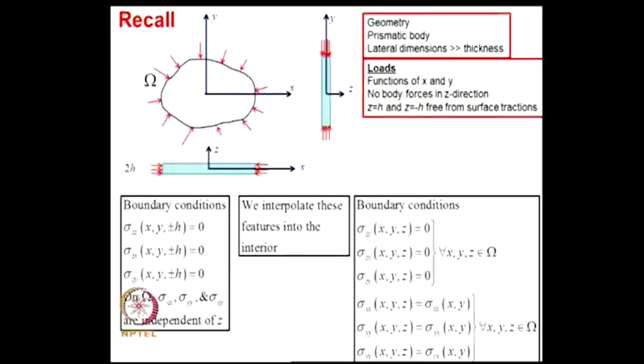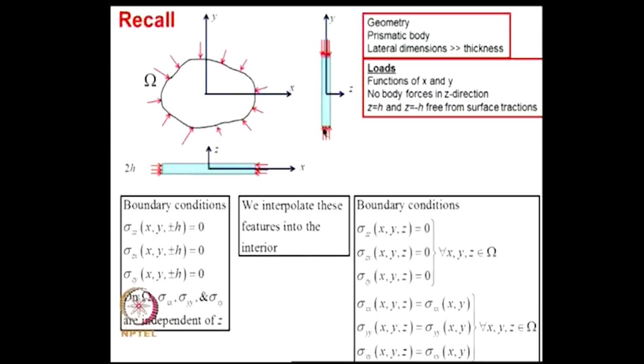So, we can quickly recall, we talked about plane stress models where we have a prismatic object carrying in-plane loads. There is no loading in the z direction, there is no body force and no surface traction. So, that means these edges are free from surface tractions, only these edges are loaded. So, what we do is we write the boundary conditions on these edges which are traction free, and these are the boundary conditions. There is no normal stress and there are no shear stresses, and on the edge which is carrying load, the loading is independent of z.